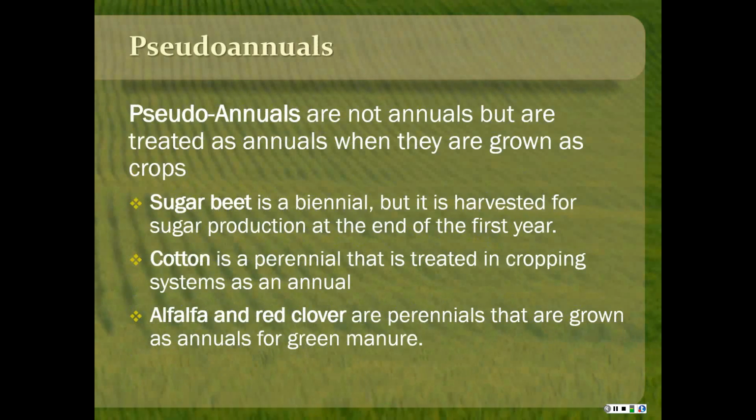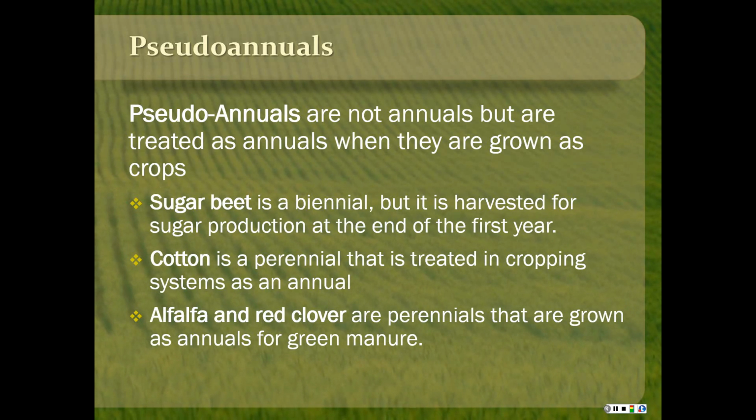And some plants are treated as pseudo-annuals. Pseudo means false, and they're not really annuals, but they're treated as annuals when they're grown as crops. For example, sugar beet, we said, is a biennial, but we don't let it grow for 2 years when we harvest it for the sugar. We plant it and harvest the beets at the end of the first year. If it was allowed to act as a biennial, which it naturally is, it would grow back the second year and flower and set seed.